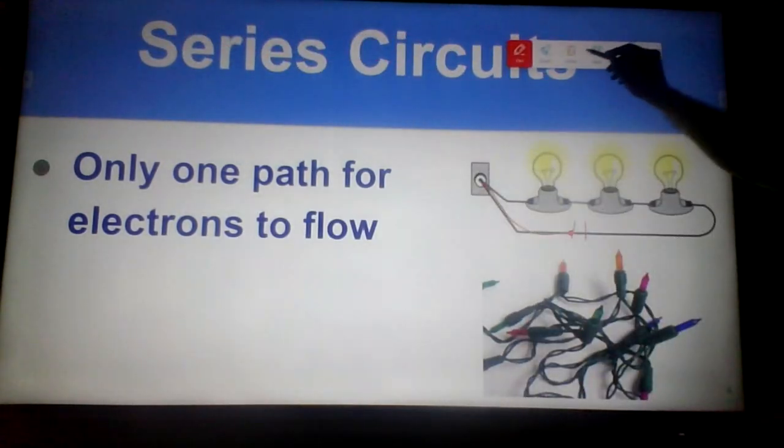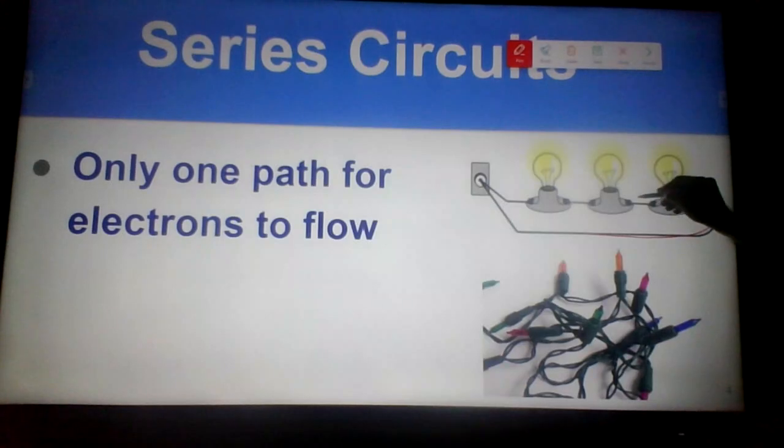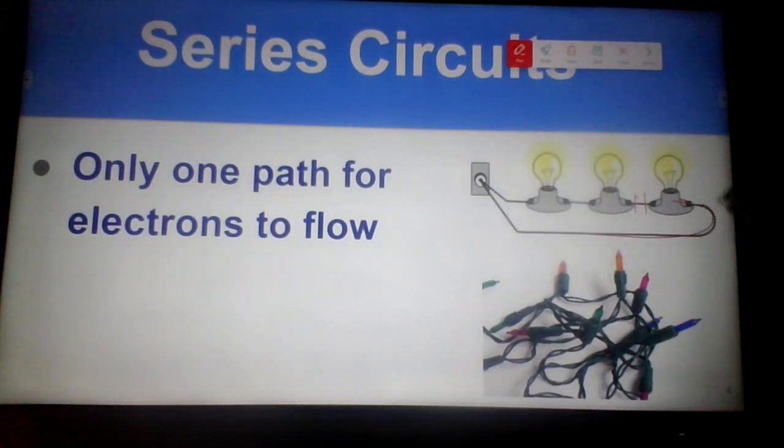Now, even if the electricity goes into the first light bulb and there happens to be a break right there, do you think that first one will still light up? That answer is no. We may get a quick flash, but since the electricity can't continue to go around and around and around, none of these things are going to work.